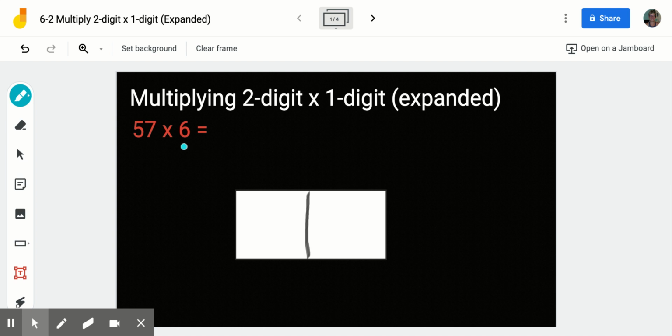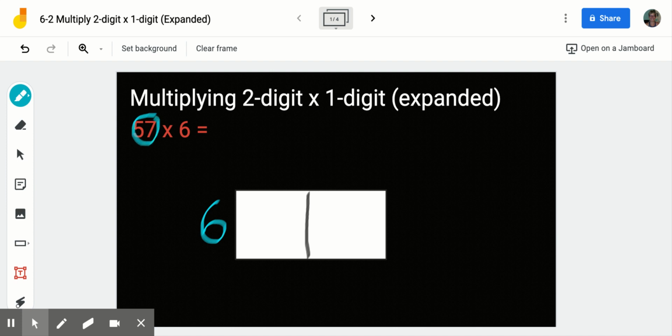So just like we did when we were estimating, we're not going to do anything with the 6. We're going to leave this 6 alone. But notice I have this box down here. I broke it into two parts. I'm going to take my 6 and put it on the outside of my box. Now I'm going to focus on the two-digit number 57.